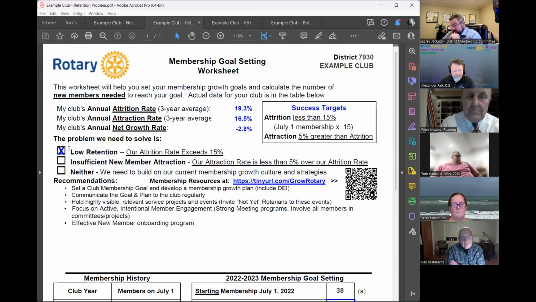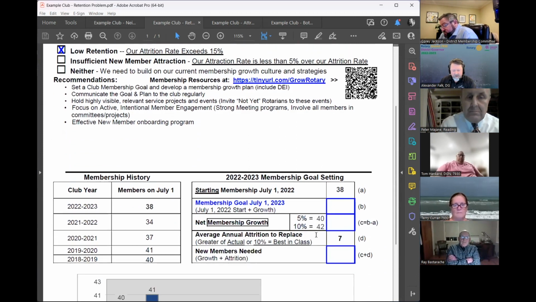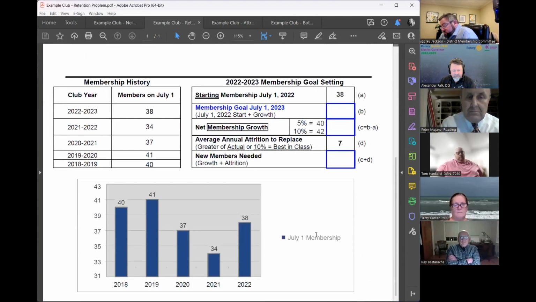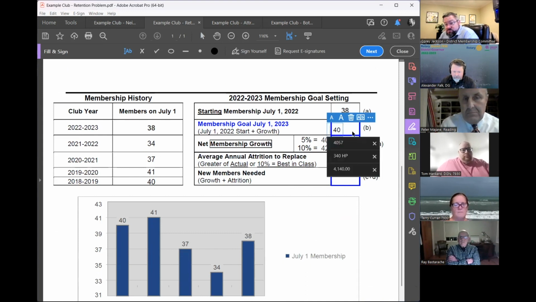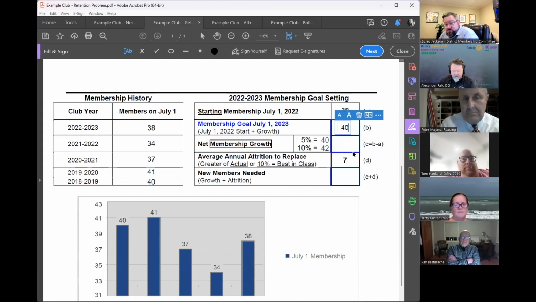The example given here shows a check mark on we have a low retention problem that we need to address, and then a couple of recommendations. Again, that's what we're going to discuss in the breakout sessions. But let's do the math for the goal setting worksheet so that this club finds out what they have to do. They have 38 members starting July 1st. So we go in here and say, okay, a 5% growth target would be 40. We can put in 40 in here. And that's again a net membership growth of 2 members, so pretty much what we had in the previous club, right?